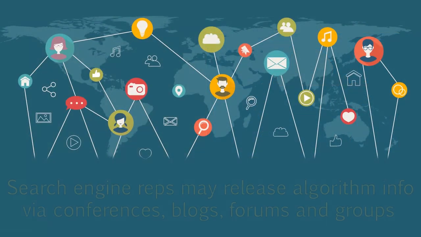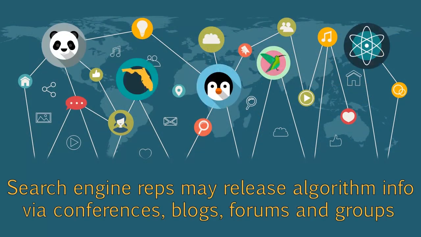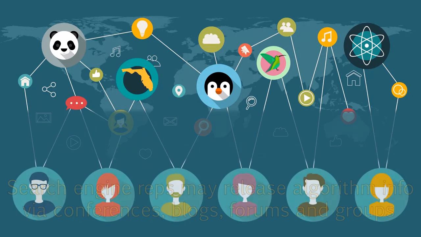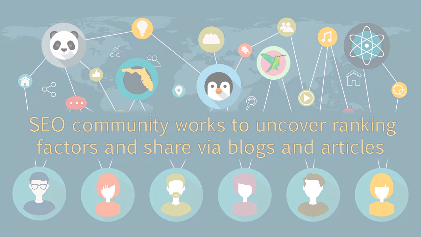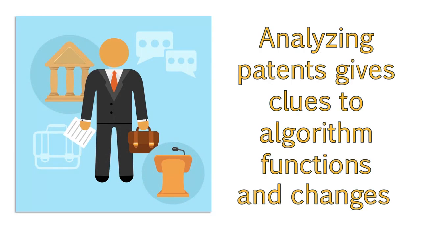More information on these factors has been obtained through conferences, blogs, forums, and groups that search engine representatives participate in. But most of that experience comes from SEOs continually testing their hypotheses and monitoring changes. The SEO community is great at working together to uncover ranking factors, changes that may have occurred, and helping out others in the industry. It's important to read blogs, news, and stay up to date on changes. Analyzing patents Google has filed also provides us with insights into how the algorithms work, as well as what changes we may see over the next few years.